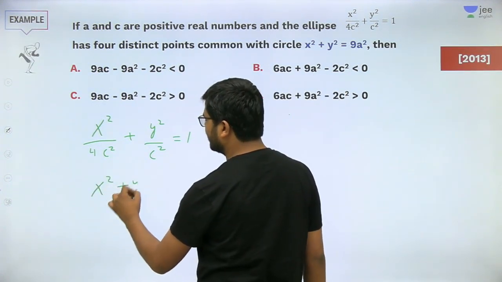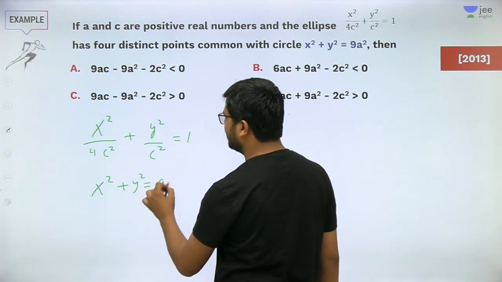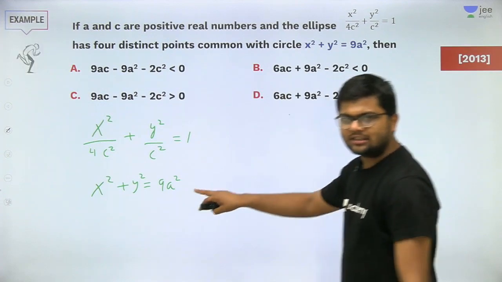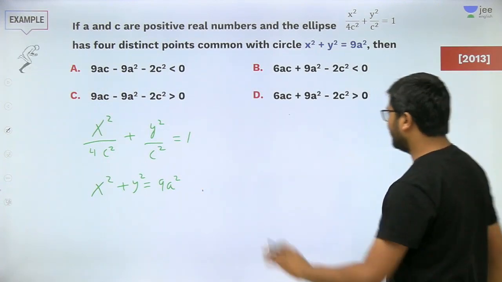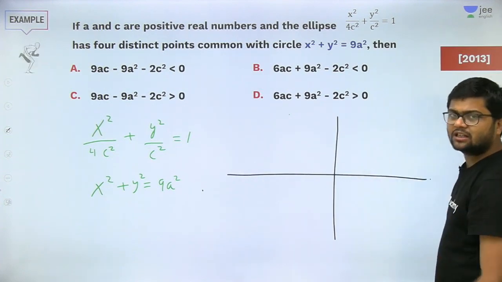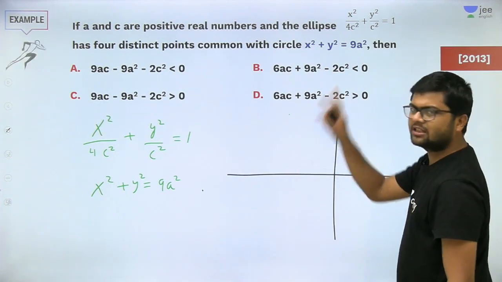Now that is the circle, x square plus y square equal to 9a square. So this circle has the radius 3a. Now just plot these two curves and satisfy the geometry, satisfy the condition that is being asked in the question.